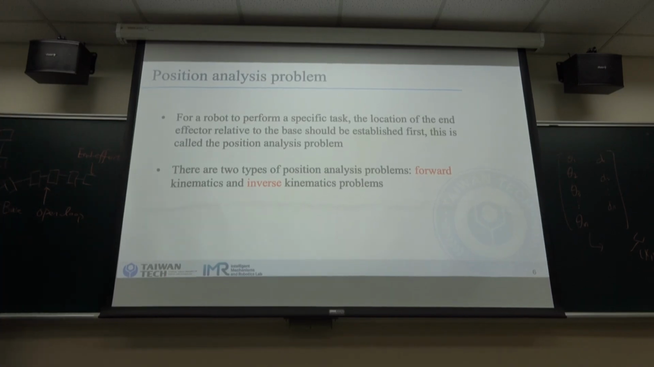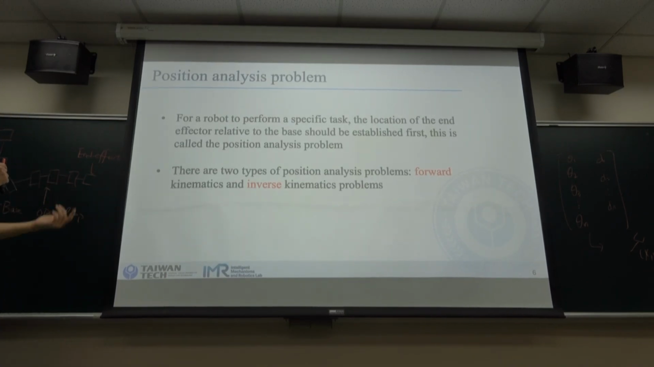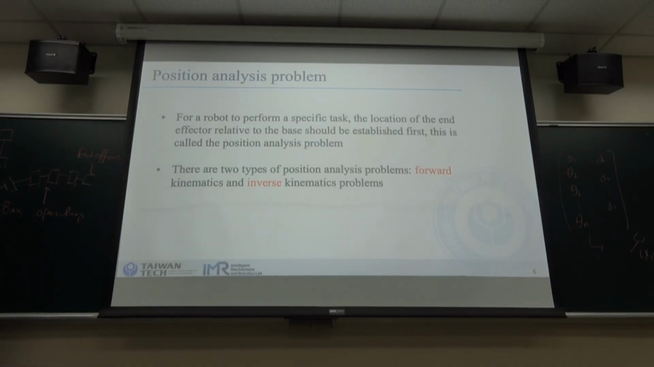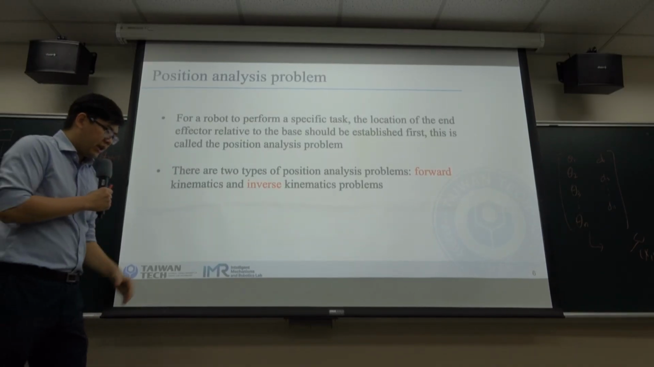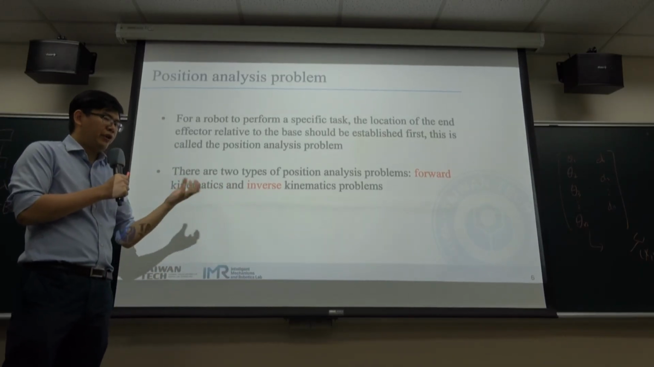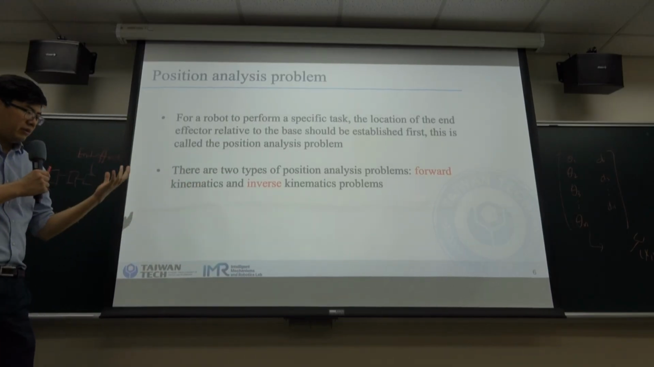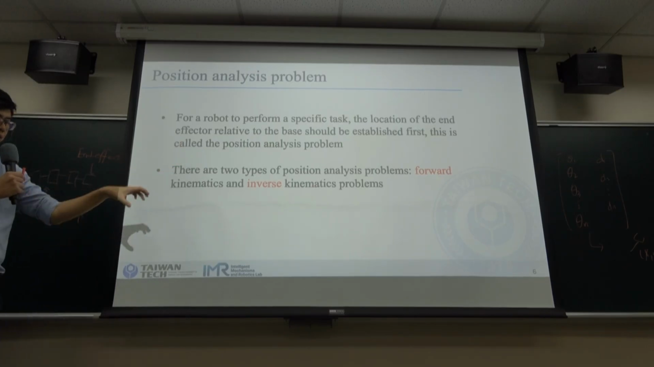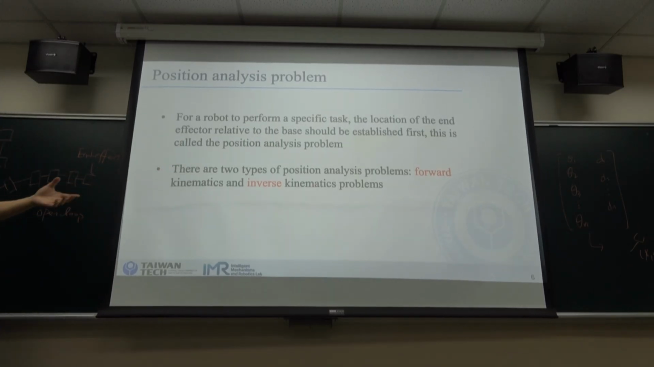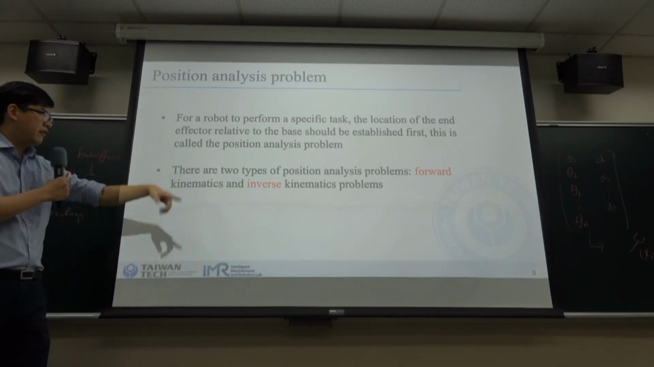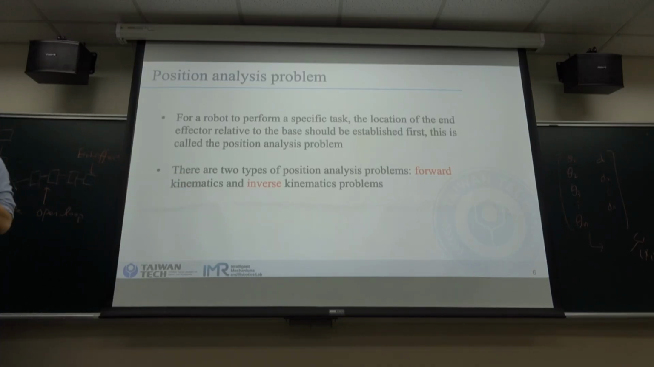For the robot to perform a specific task, the location of the end effector relative to the base should be established first. This is called the position analysis problem. All robots are built up by several joints and several links. What we want to do is know where the end effector is, so we can control it to do our task. There are two types of position analysis problem, the forward and the inverse. And we will explain it later.